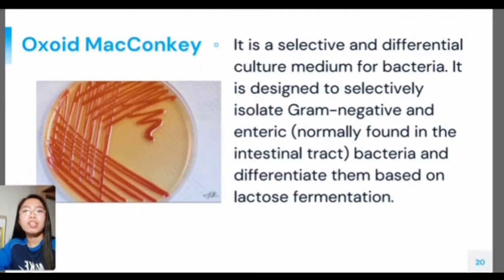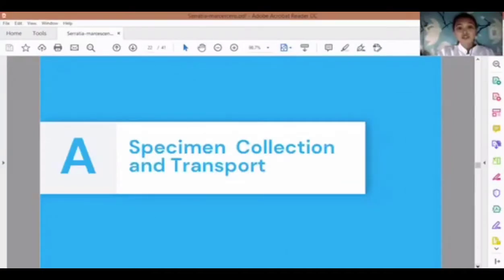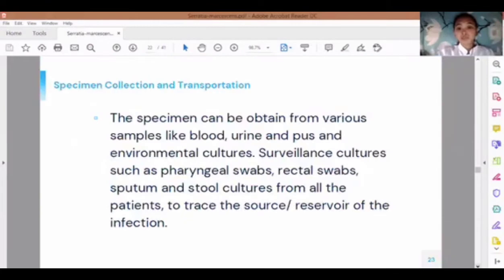Laboratory diagnosis. MacConkey agar is used to diagnose this bacteria. It is a selective and differential culture medium for bacteria. It is designed to selectively isolate gram-negative and enteric bacteria and differentiate them based on lactose fermentation. In specimen collection, to assure that the laboratory results are accurate, it is important that the specimen be ordered, collected, and processed properly. In the specimen collection and transport of Serratia marcescens, the specimen can be obtained from various samples like blood, urine, and health and environmental cultures.